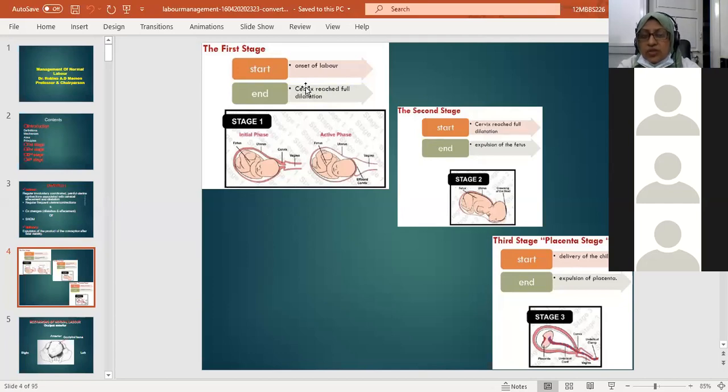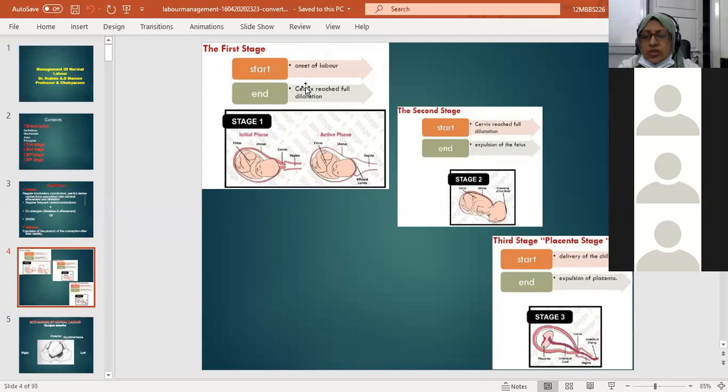The duration of the second stage, if the patient has no epidural analgesia, is 2 hours in the primigravida and 1 hour in the multigravida. But if the patient has epidural analgesia or anesthesia, then this duration may be increased, because epidural analgesia and anesthesia may delay the second stage. So it could be 3 hours in the primigravida and 2 hours in the multigravida if the patient has epidural analgesia.